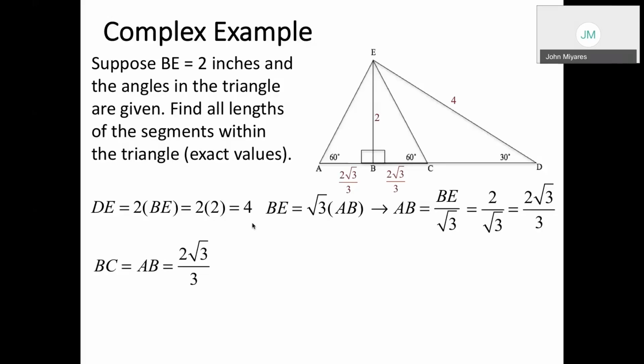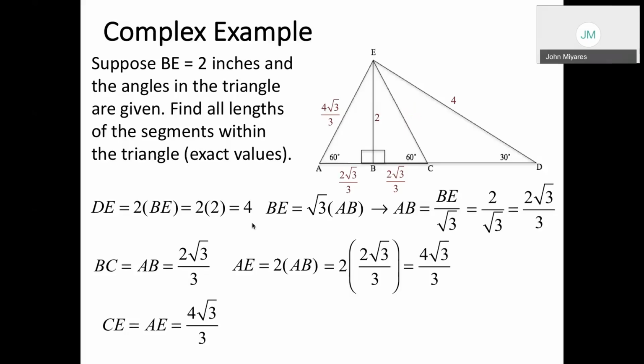Looking to the far left, segment AE is the hypotenuse of triangle ABE. So if the short leg is going to be 2 root 3 over 3, then segment AE must be double that length, which becomes 4 root 3 over 3. Along a similar line, side length CE will have the same length as side AE, so that must also be 4 root 3 over 3.